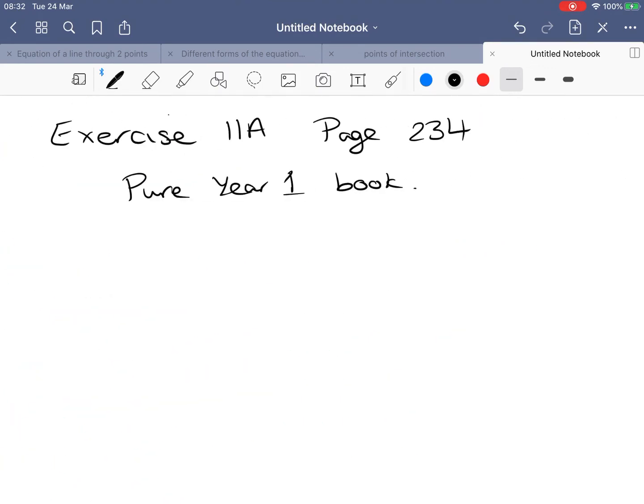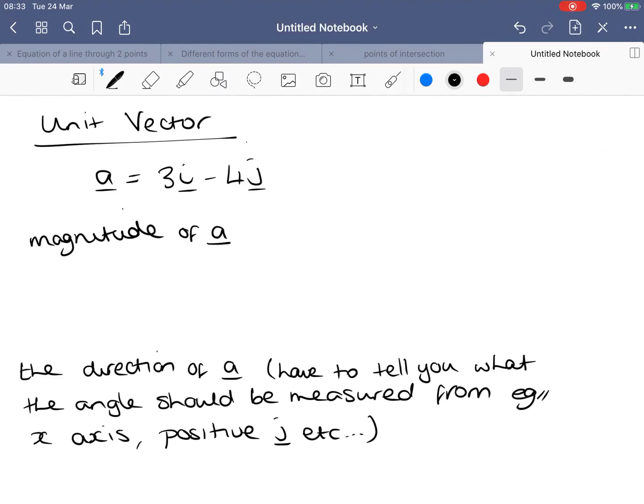Okay, if you could go to exercise 11A now, or if after we finish this video, go to exercise 11A and have a go, that'd be brilliant. But before we do, I just wanted to finish off with one last quick thing with vectors.